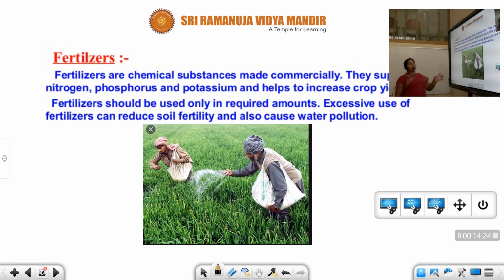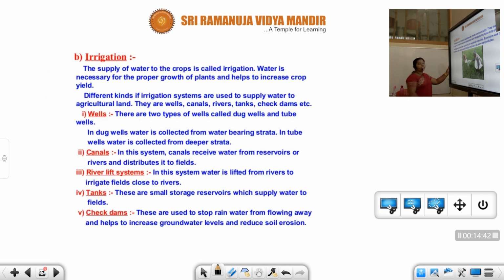Right? Fertilizers are chemical substances made commercially, and those are nitrogen, phosphorus, potassium and all. Fertilizers should be used only in the required amounts. Excess use of these chemical fertilizers will have an impact on the health of individuals, and it may lead to water and air pollution, soil pollution also.